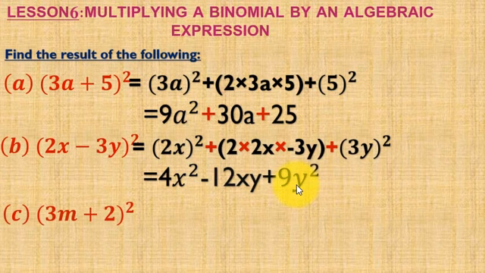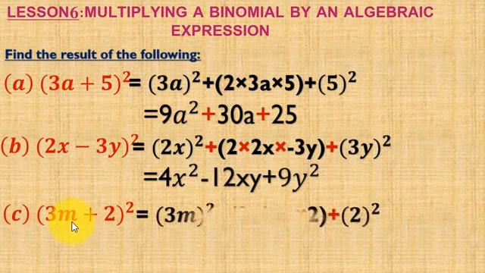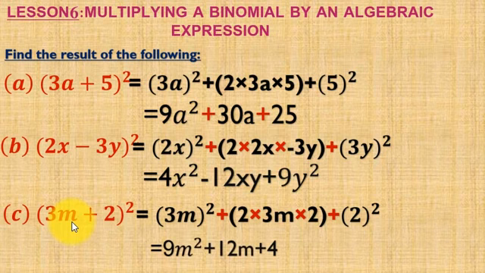Another example, we have (3m plus 2) all power 2. We must calculate the square of the first term at first. (3m) power 2 equals 9m power 2. And get the square of the second term, which is 2 power 2 equals 4. After that, how can we calculate the middle term? We will multiply the first by the second by 2. So, the answer is (3m) power 2 plus 2 times 3m times 2 plus 2 power 2. So, the result is 9m power 2 plus 12m plus 4.